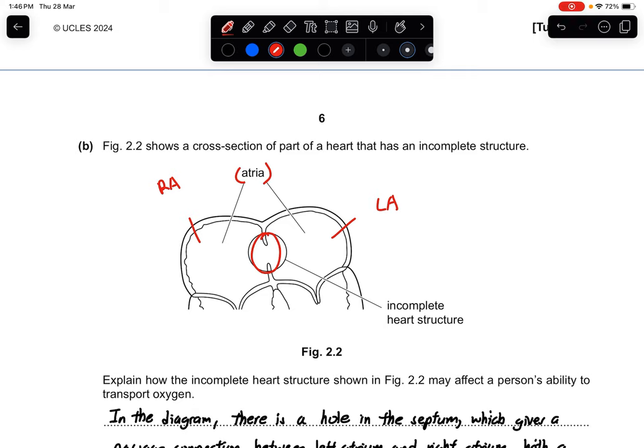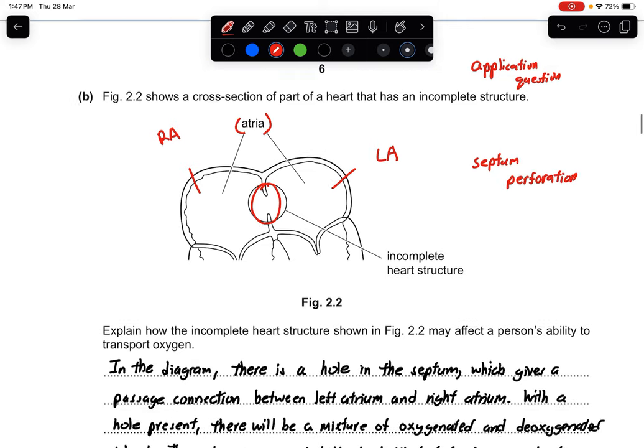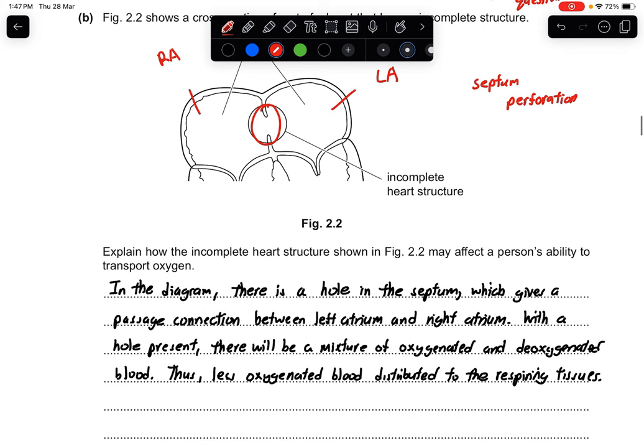So this type of question is what we know as an application question. And in fact, when the septum is not there, in medical terms, it is septum perforation. And it's quite serious actually. So now we answer this question where they say, when there is this incomplete heart structure, how can it affect the person to transport the oxygen? So the context they want to answer is, how can it affect the transportation of oxygen?